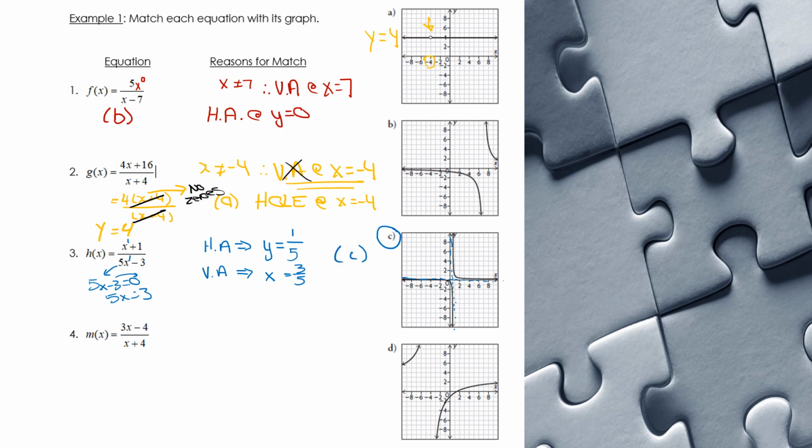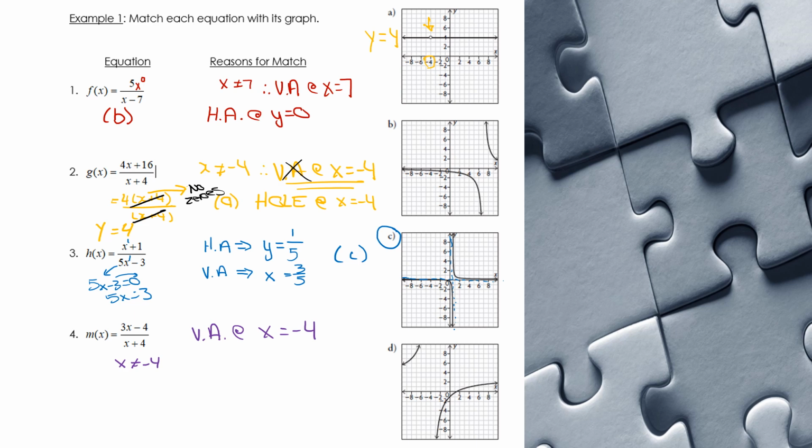So obviously, which one could our last one be? I wonder. Well, let's just make sure we know the math behind the right answer here. Number 4, m of x. I can't factor anything. If I look at the denominator, x cannot equal -4. That means I'm going to have a vertical asymptote at x equals -4.